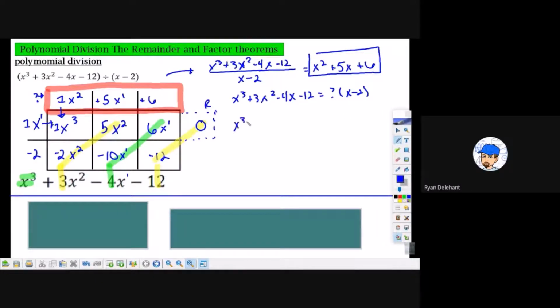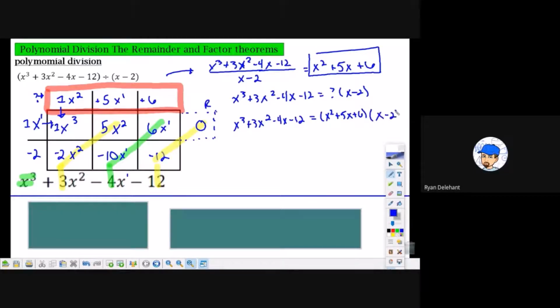What that means is that our big polynomial can be found by taking x squared plus 5x plus 6 and multiplying it by that x minus 2. That's what I just did right here. If I look at this the other way, I know that x minus 2 times x squared plus 5x plus 6 is going to give me the bigger polynomial. And our ultimate goal is I want to take this polynomial and factor it down so it's just linear factors.